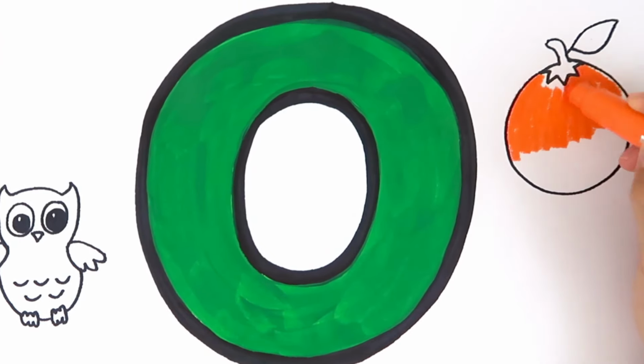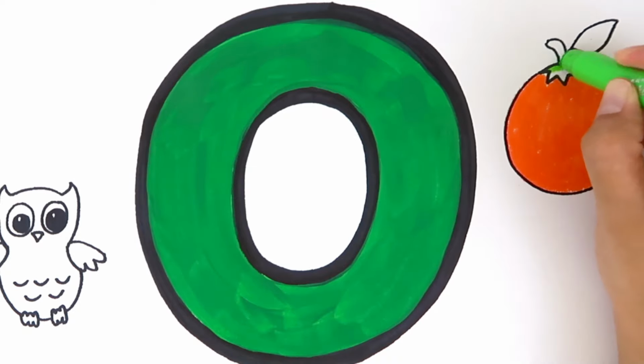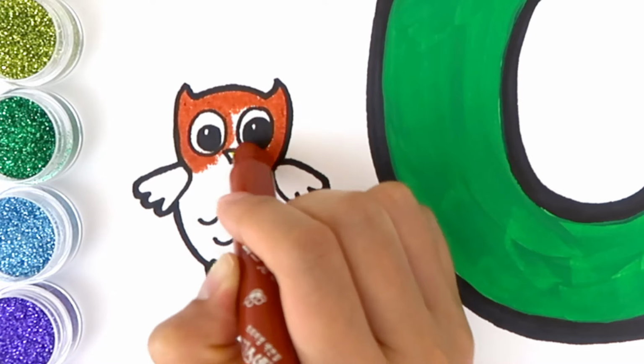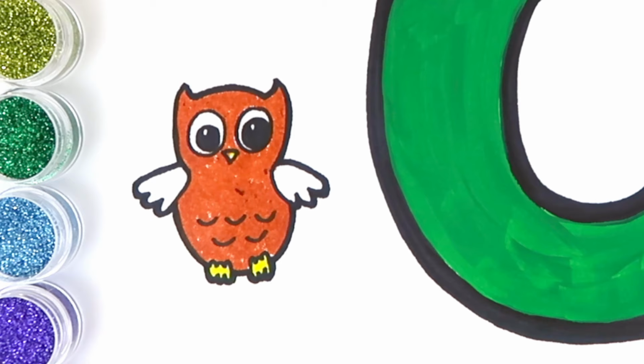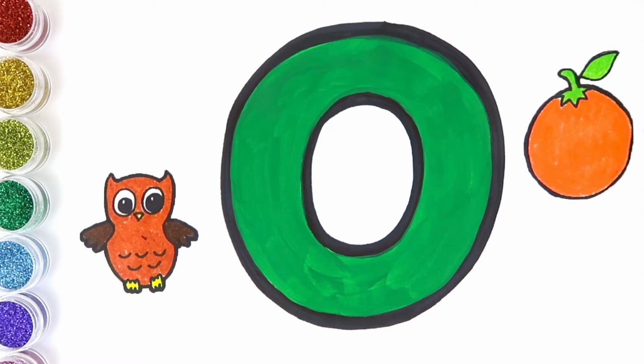What color is the orange? The orange is color orange. What color is the owl? The owl is brown. And the owl has big round eyes that can see really well in the dark. O is for owl. O is for orange.